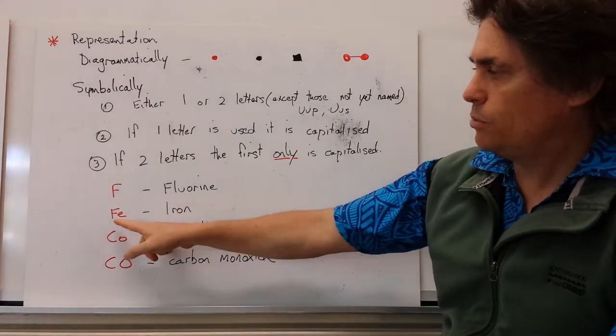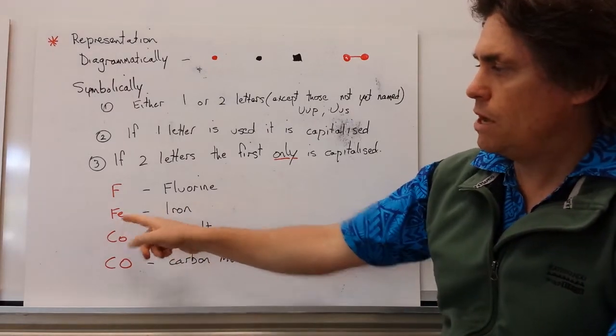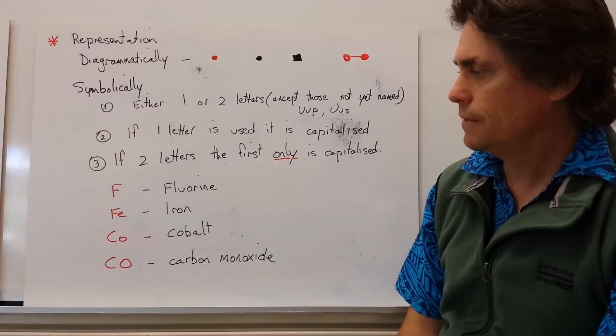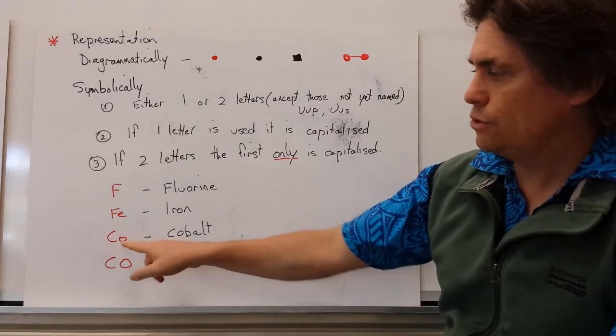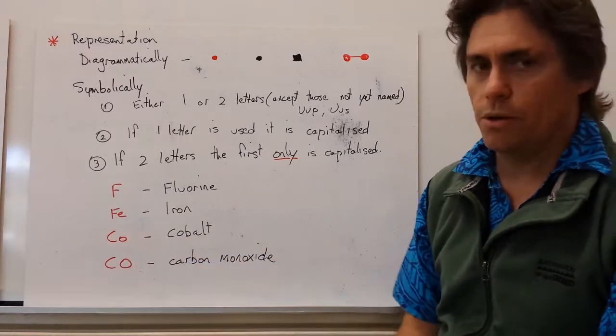In our second example, we've got a capital F and a little e. This is our symbol for iron. So notice that only the first letter is capitalized. We've got another example of a 2-letter symbol, capital C, little o, and this is cobalt.